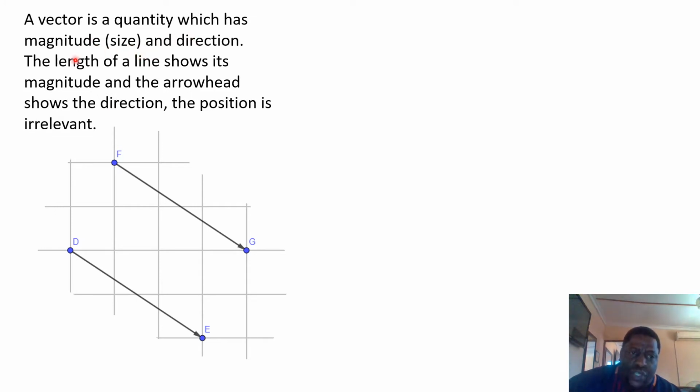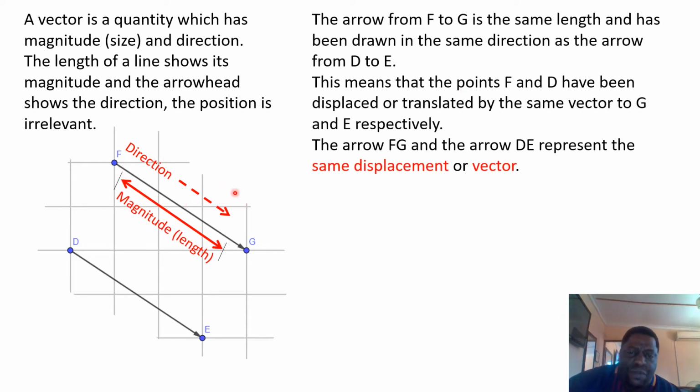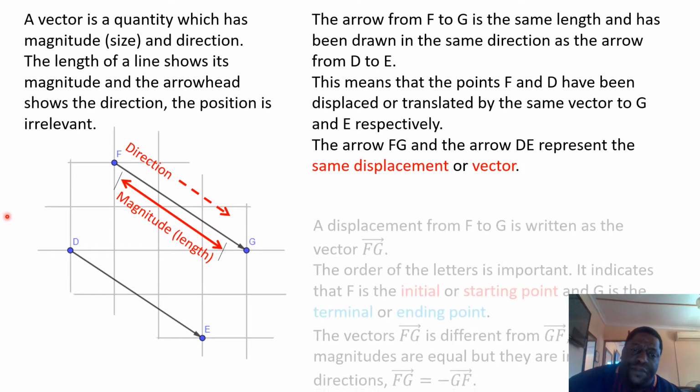Right, so when you look at these two here, you have got a vector. It is a quantity which has direction and size. The length of a line shows its magnitude, and the arrowhead shows the direction. So, for example, this is F to G, all right, D to E. And you can also see that these two vectors have basically the same displacement, the same vector, all right. From F to G is the same displacement as you would go from D to E, all right. So, if you look at points F to D, you can see that F and D have been displaced to G and to E respectively. So the arrow FG and the arrow DE represents the same displacement, the same vector.